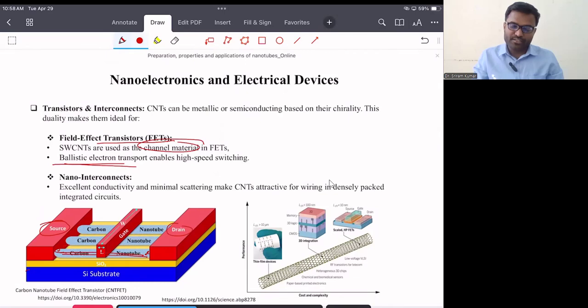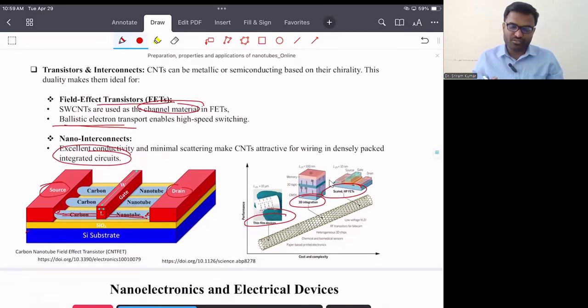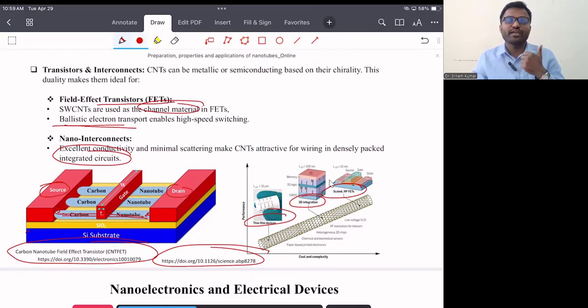The second application is that we can also use it in integrated circuits because of the ballistic electron transport mechanism. Here we can make thin film devices, or integrated or scalable transistor applications. And if you are more interested in this kind of research, go to that reference and read in more detail about how you should develop similar devices for your applications.